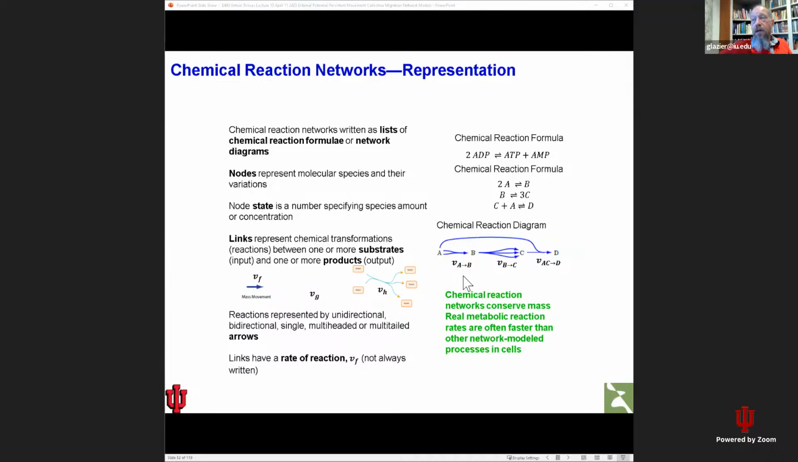Every arrow has implicitly a rate, which is the rate at which A is converted to B. And that's the fundamental concept of dynamics on networks, that every arrow has a rate associated with it. Chemical reaction networks conserve mass. And in general, metabolic reaction rates are faster than the other things we're going to be modeling.